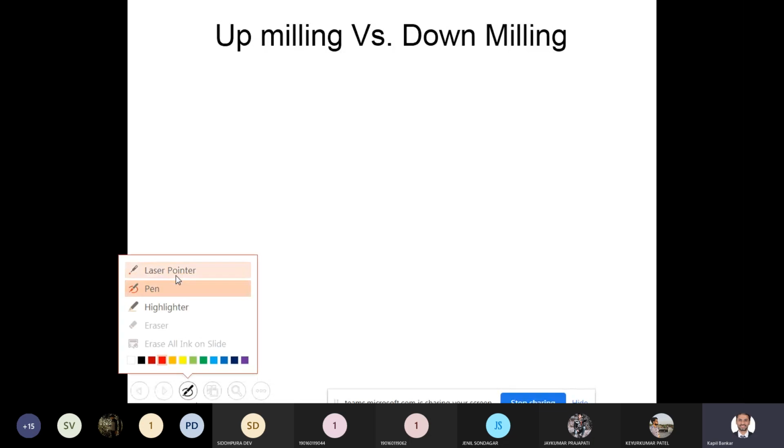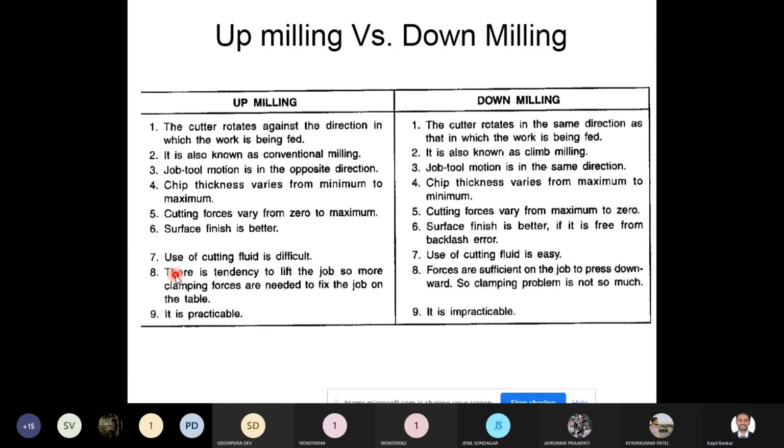So see over here, clear? Yes, sir. So use of cutting fluid is difficult in up milling, and in down milling use of cutting fluid is comparatively easy. Next, in up milling there is a tendency to lift the job, so more clamping forces are needed to fix the job on the table.